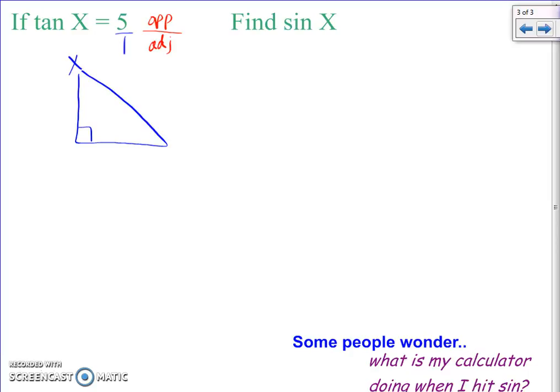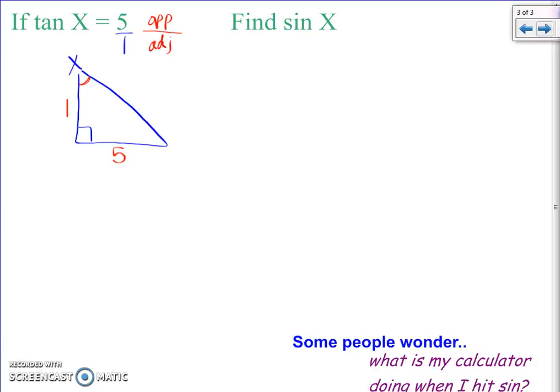So on the triangle we need to label the 5 and the 1 in the right spots. So here's our angle right here. Where's the 5 going to go? On the bottom, that's the opposite side. And where's the 1 going to go? On the left. Okay. So that part we know is true.